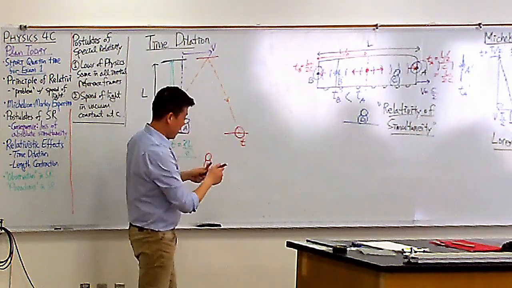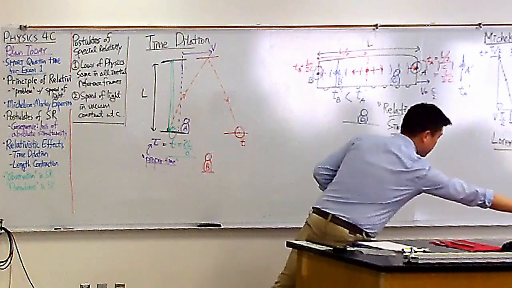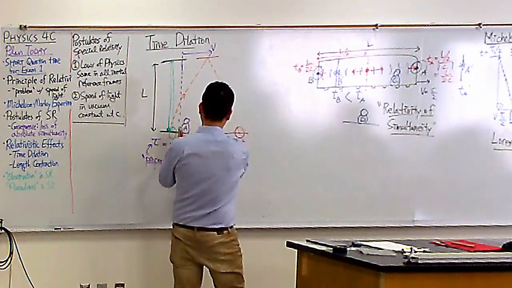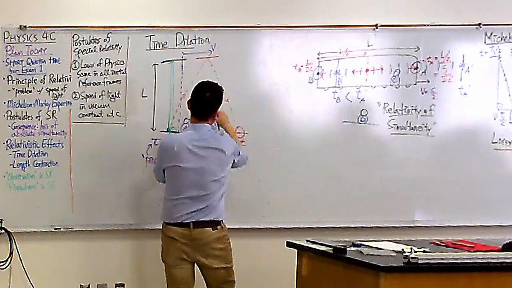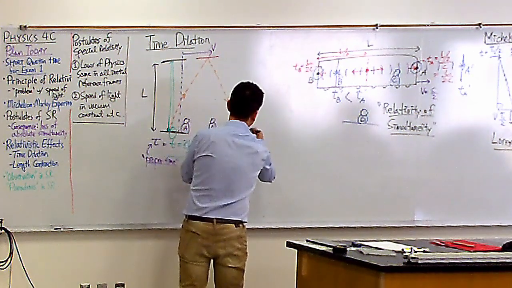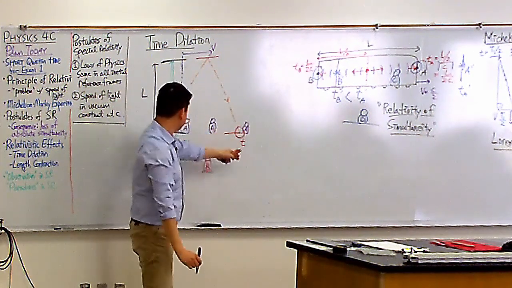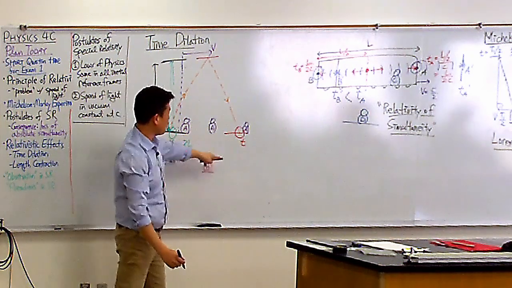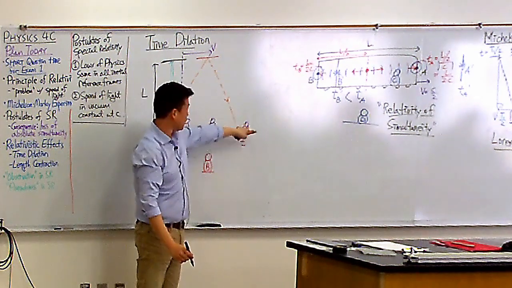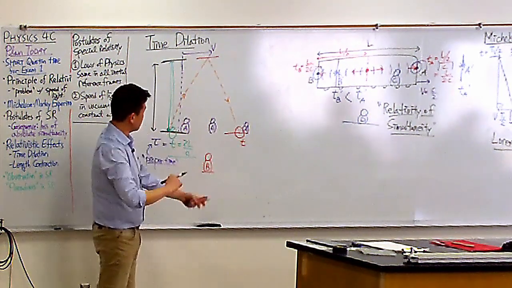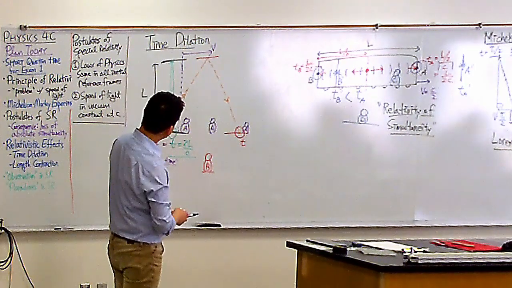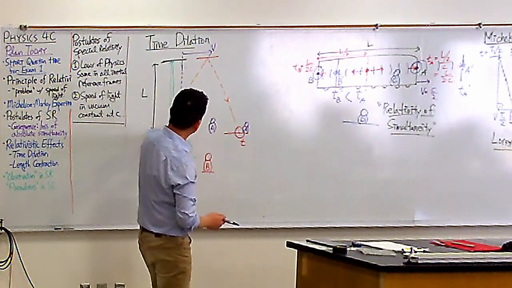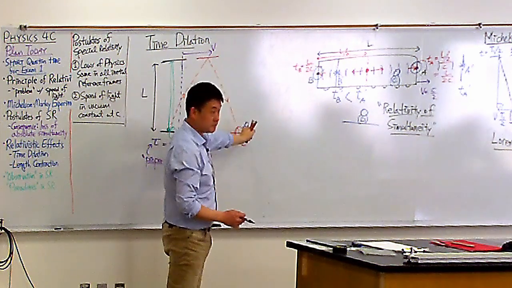Now, for observer A, who stayed with the clock, if I'm drawing everything, observer A was here when the light hit there, and observer A is here when the light comes back. This same amount of time would have passed for observer A. So we are looking at, for observer B, how much time passed? Well, I think I have all the diagram. I think I can figure out how much distance all this is.